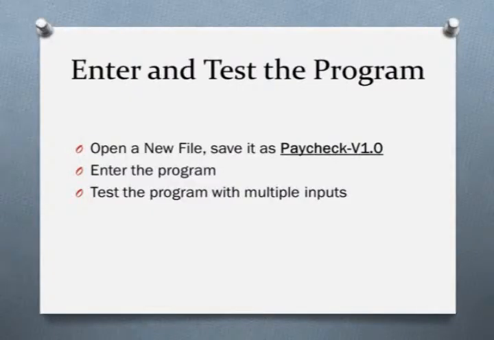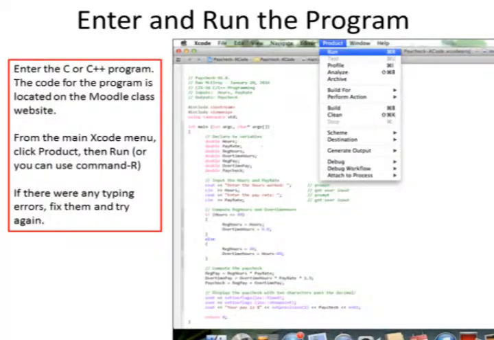Enter and run the program. The code for the program is located on the Moodle class website. From the main Xcode menu, click Product, then Run. You can also use Command R. If there were any typing errors, fix them and go back and try again.